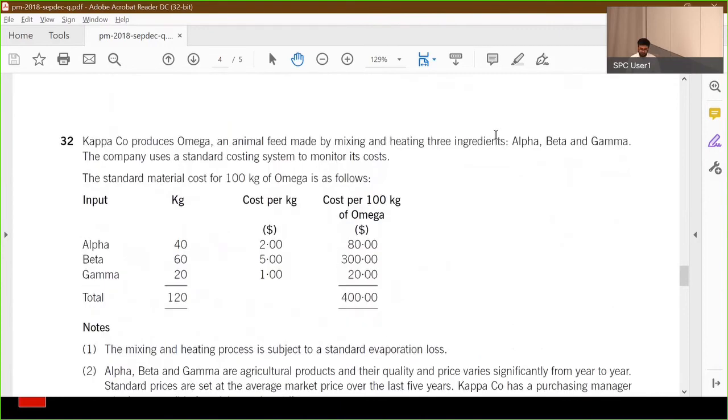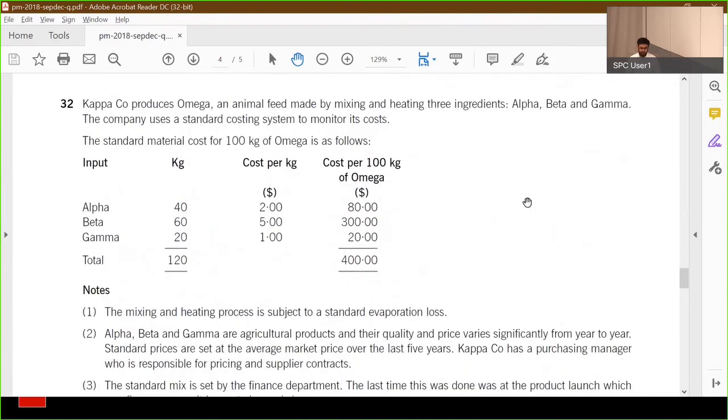So let's quickly read the question scenario. Kappa Company produces omega, an animal feed made by mixing and heating three ingredients, alpha, beta, and gamma. The company uses a standard costing system to monitor its costs. Three types of input are given to us: alpha, beta, and gamma. Such multiple materials would always be there in a material mix and yield question, because we need to find out whether the company has used the materials in the same standard mix as allowed or they have changed the mix. That's why we'll be having the mix variance.